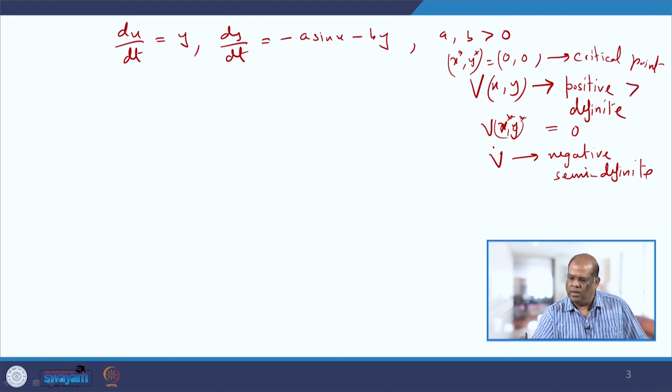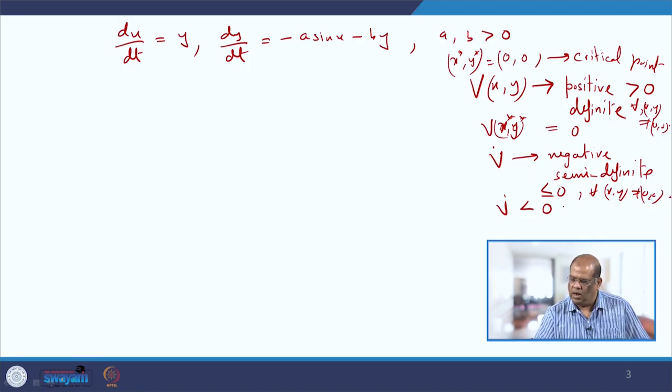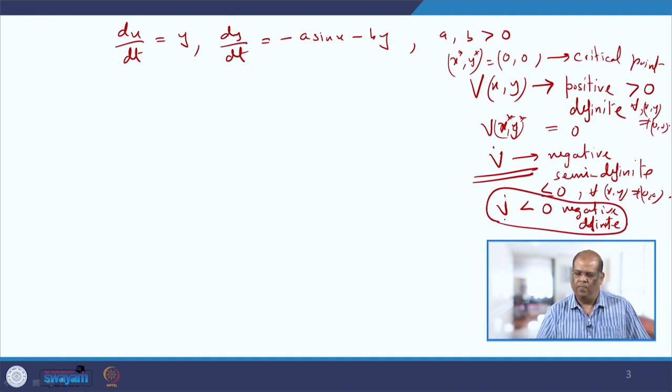So by this I mean this has to be greater than 0 for all (x, y) not equal to (0, 0). This has to be less or equal to 0 for all (x, y) not equal to (0, 0). And if it is just negative definite, for this it is Lyapunov stable and for this it is asymptotically stable.